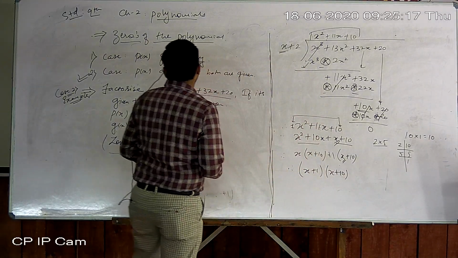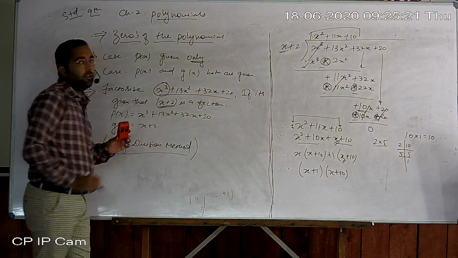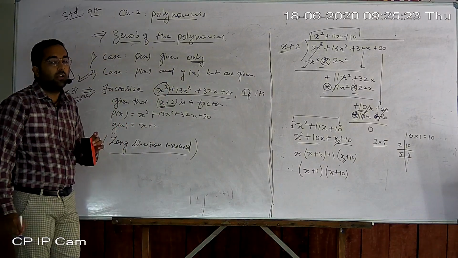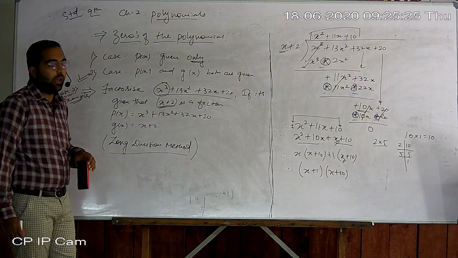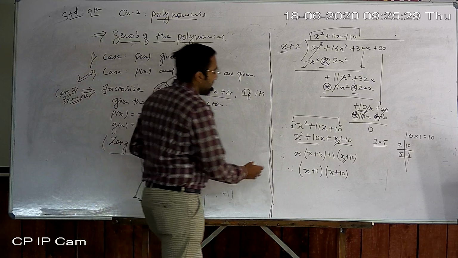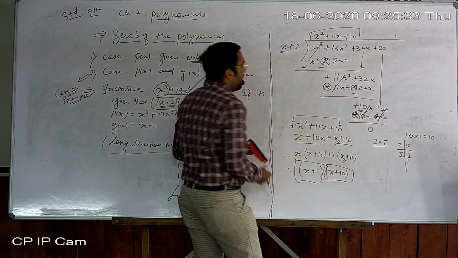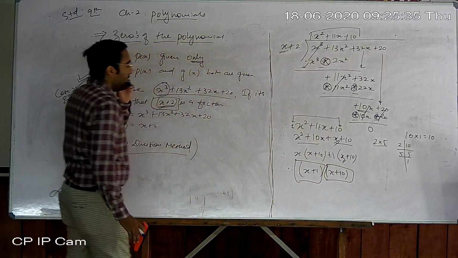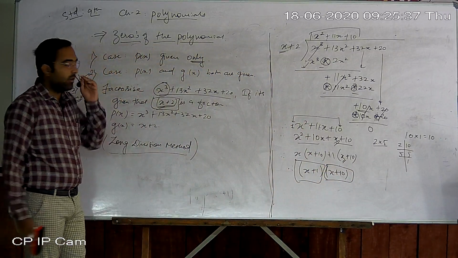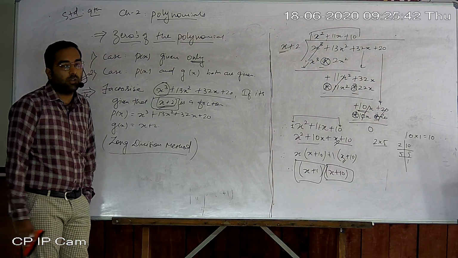So here you see that here is my cubic polynomial. Therefore there are 3 zeros available for that. One of them is x plus 2, second is x plus 1, and third is x plus 10. Here you found that there are 3 factors or 3 zeros of this cubic polynomial.